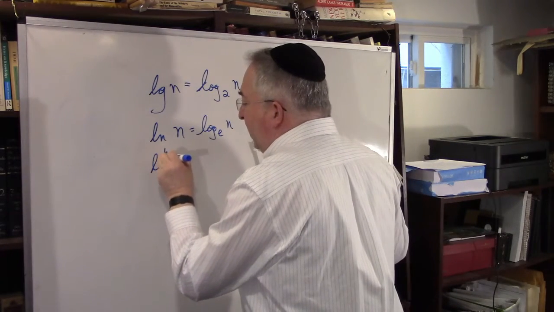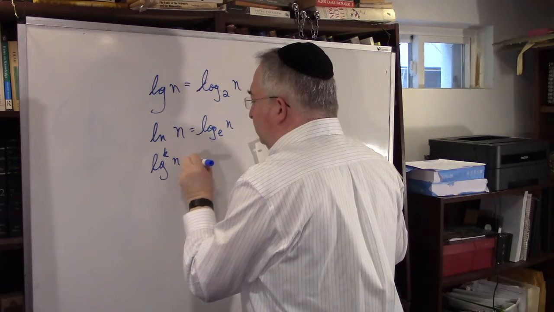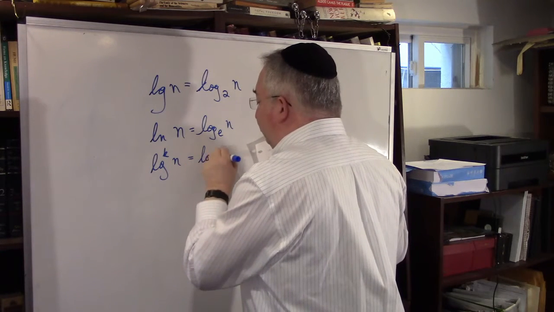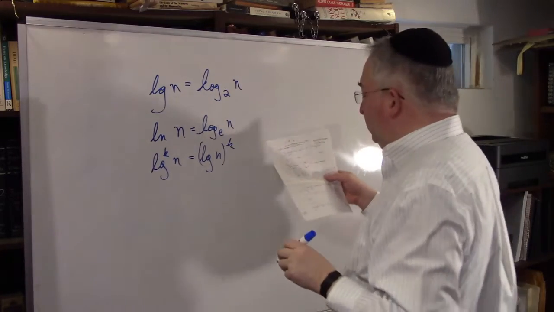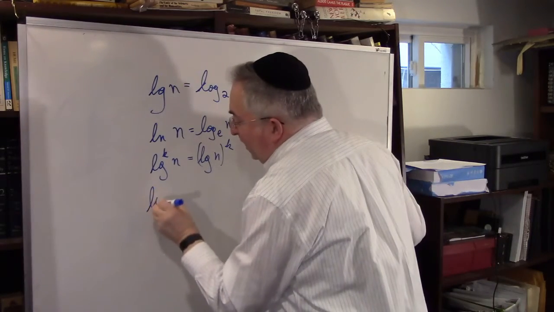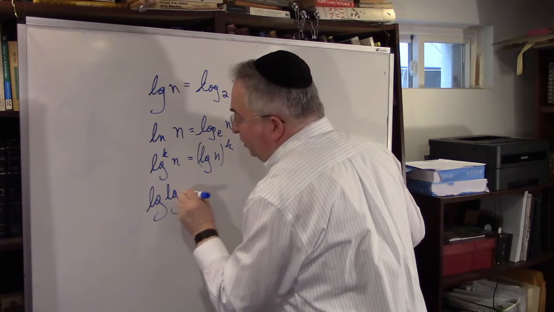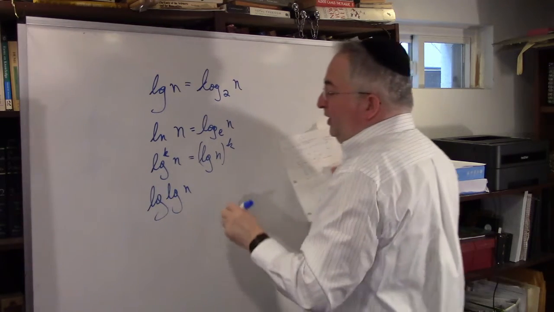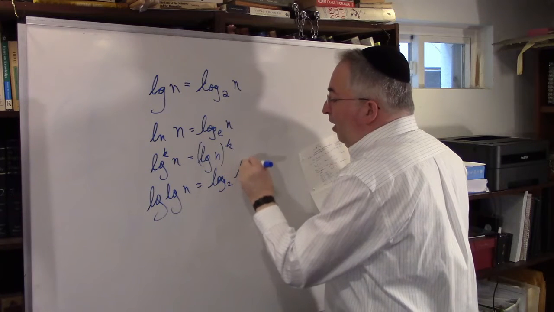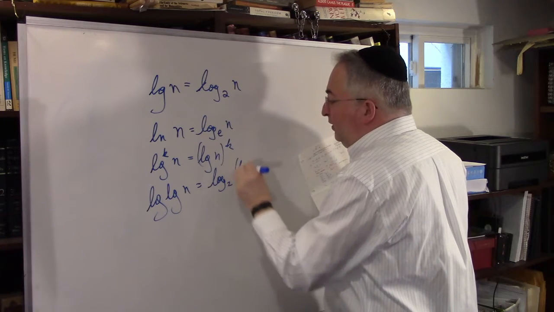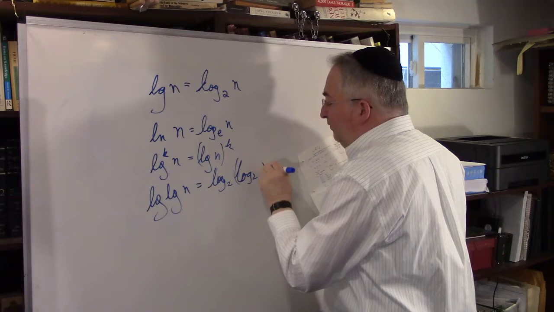Lg to the k of n is equal to lg of n, to the kth power. This sometimes we get to use. And again, we talked about this, lg lg of n, and that's equal to the log base 2 of the log base 2 of n.